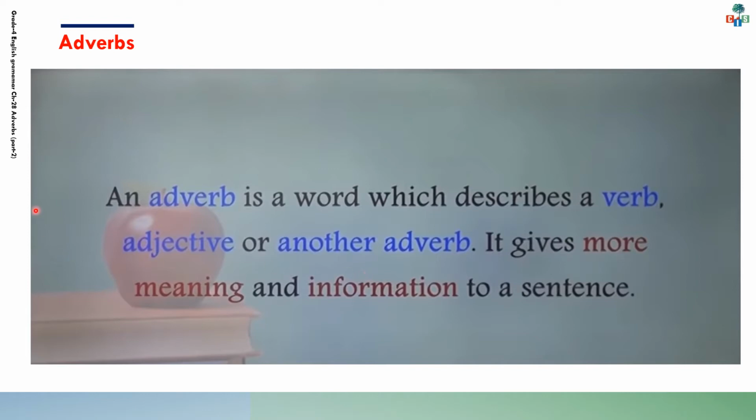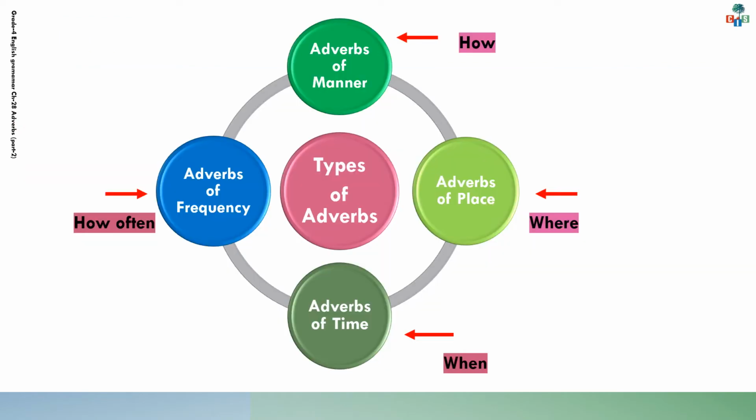Now let's see types of adverbs. Children, in this chapter we are going to learn about 4 types of adverbs, which are adverbs of manner, adverbs of place, adverbs of time and adverbs of frequency. Adverbs of manner answer the question how. Adverb of place answer the question where. Adverbs of time answer the question when. And adverbs of frequency answer the question how often. Now let's understand these adverbs with few examples.